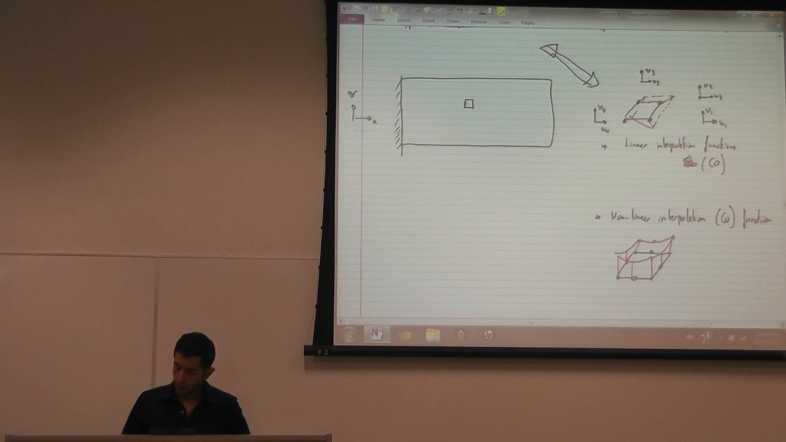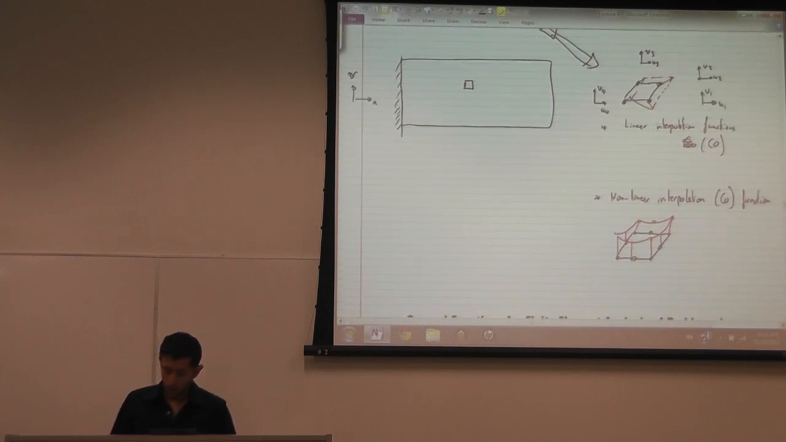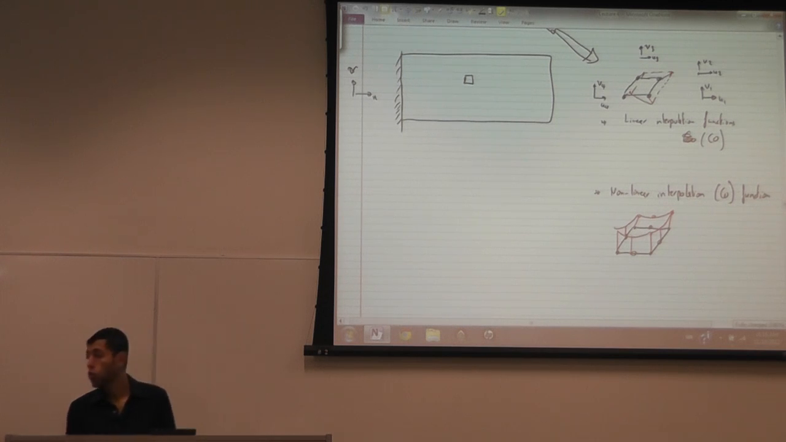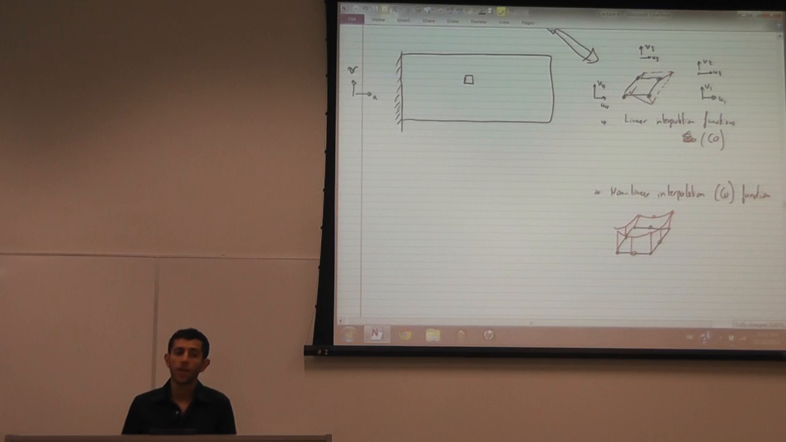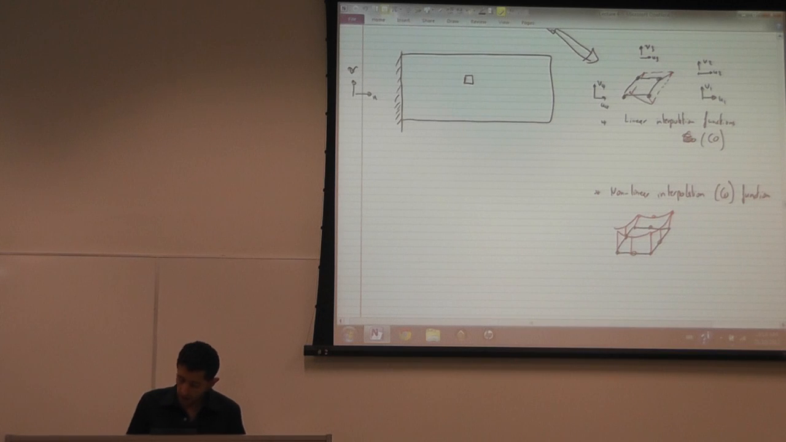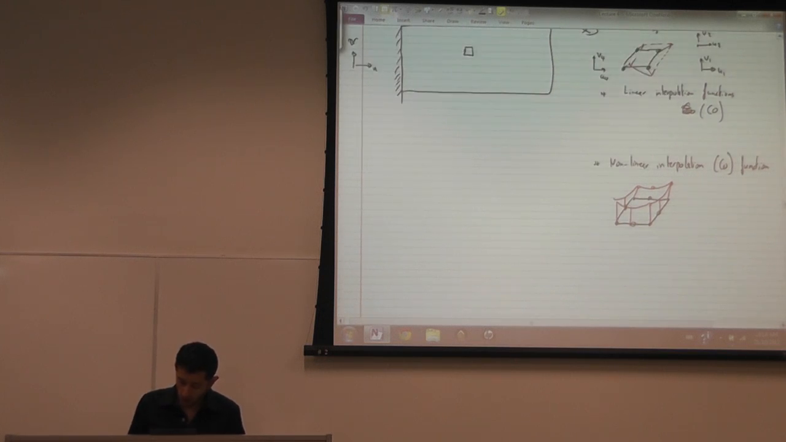Now the meshing, or the shape of those zones or those elements really depends on the shape of the object that I'm trying to model. If I have an object that's rectangular, or if my object has a regular shape, then I can take my zones to be squares.